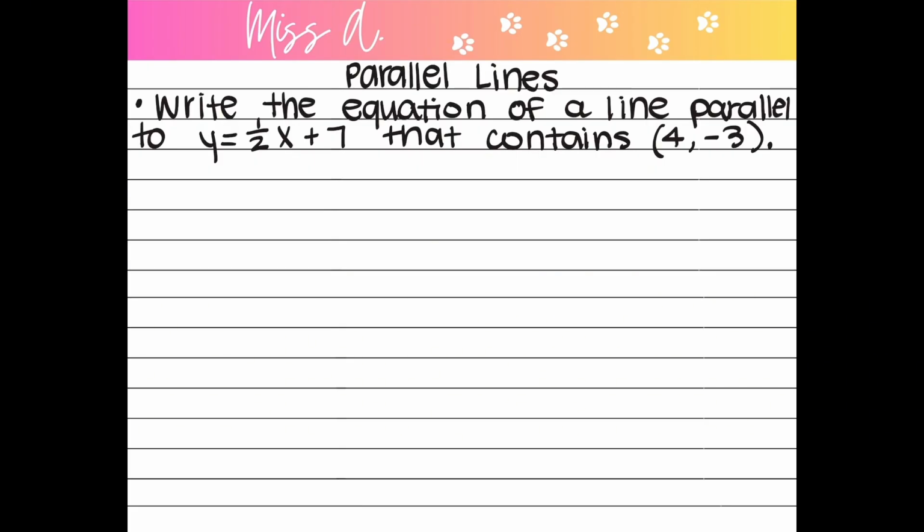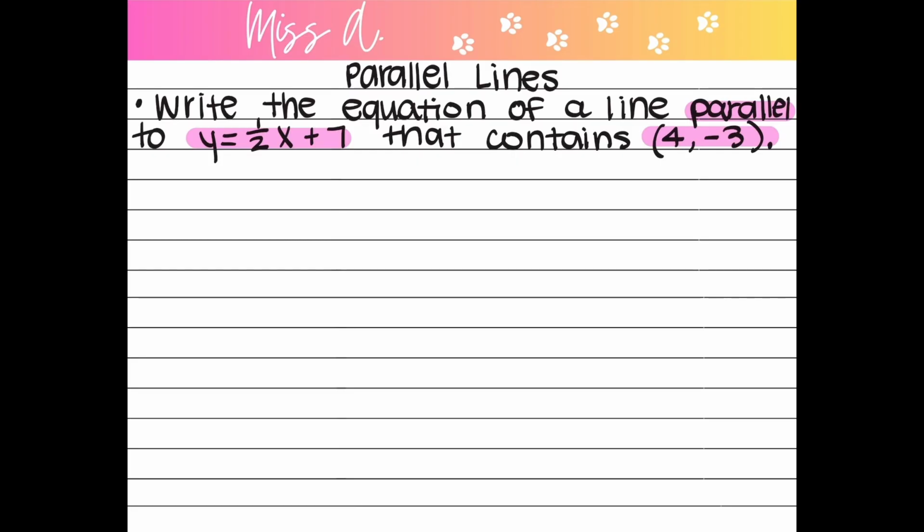So this problem says, write the equation of a line parallel to y equals 1/2 x plus 7 that contains this point (4, -3). So I'm going to highlight the important parts of this problem. We need to know that this equation needs to be parallel. We're going to use our original equation, and we are also going to use this point. So those three things are going to help us.